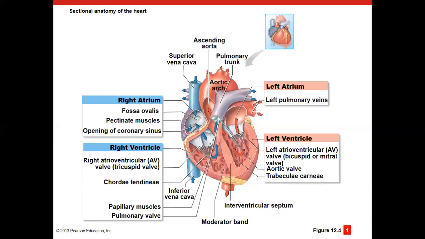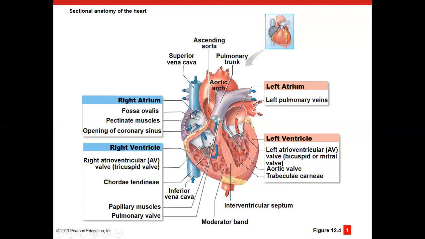The right atrium receives deoxygenated blood from the superior and inferior vena cava. That empties right into here. And then the right atrium pumps blood to the right ventricle through the right atrioventricular valve. So right here and here and here are cusps of the valve that allow blood to flow into the ventricle, but don't allow blood to flow back up into the atria. So these valves will close to prevent the backflow of blood into the atrium in the wrong direction.